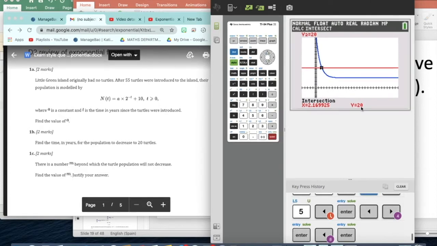So the intersection happens at 2.1699925 and y equals 20. So we're at 20 turtles. This happens after 2.1699 years. This is how you answer question 1b correctly.